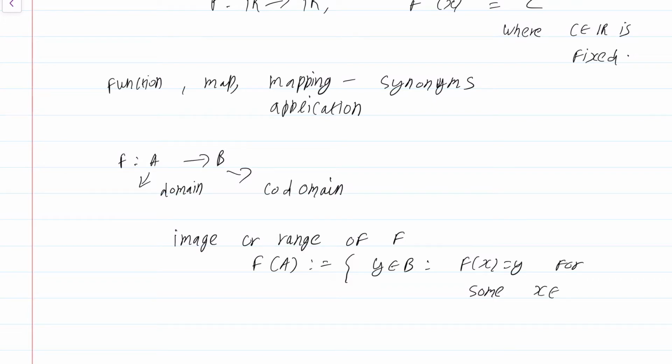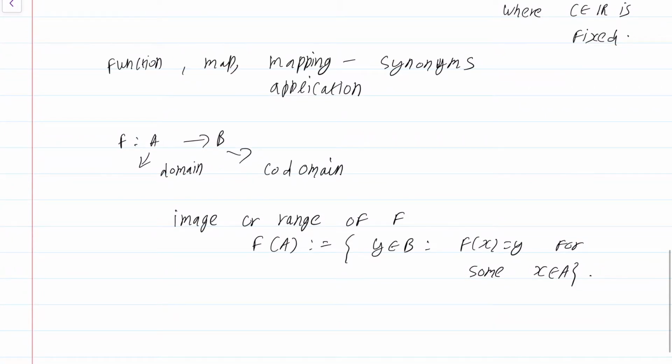Those elements of B that are mapped by f are said to be in the image or range of f. Note, range and codomain are not the same. The codomain of a function is the set on which the relation is defined, the set B in this definition of a subset of A cross B, whereas the range is a subset of the codomain.